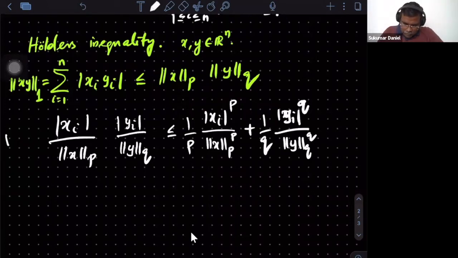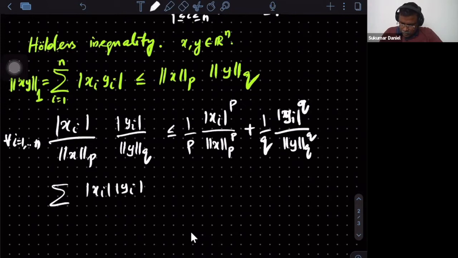Now I do this for each i, and then I take the summation. So what do I get? It is the summation of xi yi divided by norm x power p norm y power q, and this will become less than or equal to, taking the summation. Remember, the denominators are all common for all the terms. The only change is in the numerator, which is in terms of i. I'm doing the summation over i.